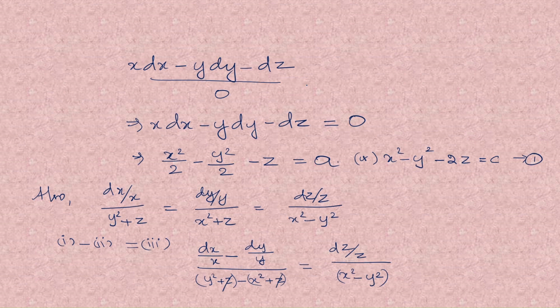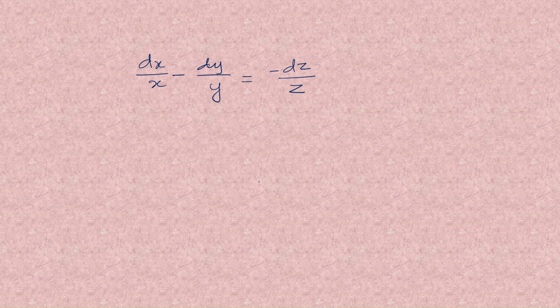Which gives dx by x minus dy by y is equal to minus of dz by z. Because x square minus y square can also be written as minus of y square minus x square, this y square minus x square and that y square minus x square get cancelled, which we can write like this. Now it is easy to integrate it.